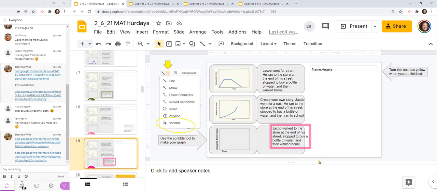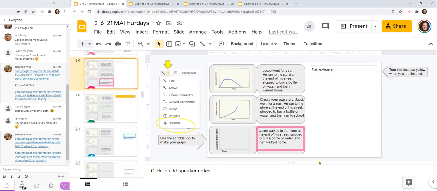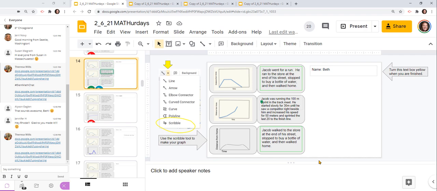And I wanted to start off with the difference between the walking and the running. And Beth, on yours, you have walk and run. Let me find your slide. If you want to let me know what slide you're on. I've lost it here. Here it is, slide 14. How did you distinguish between a walking and a running?